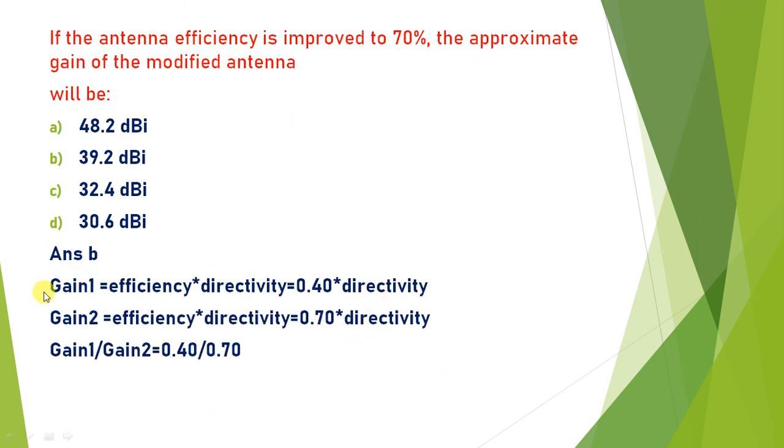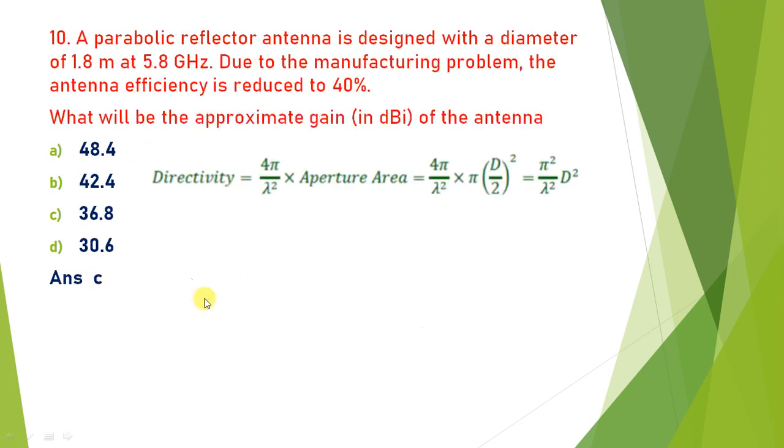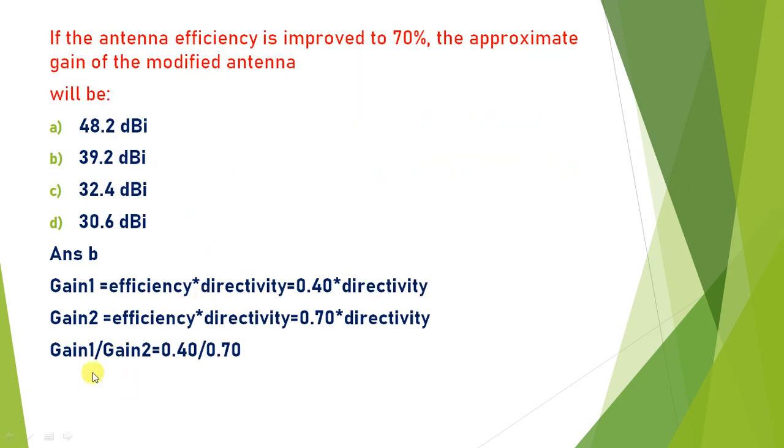So if you calculate the ratio, gain 1 divided by gain 2 is equal to 0.40 divided by 0.70, as the directivity cancels in both. So gain 1 divided by gain 2 is equal to this equation. Gain 1 we have already found in the previous part; put this value in real number, then calculate gain 2 and convert into dB. So the answer is 39.2 dBi.